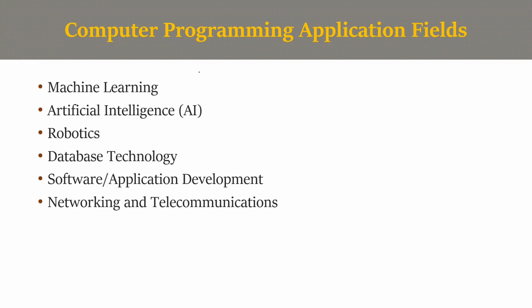The last part we have is the computer programming application fields. In the computer programming application fields, we have machine learning, artificial intelligence, robotics, and database technology. We also have software and application development. And lastly, we have networking and telecommunications. Besides these fields, there are a lot of fields in which computer programming is applied. These are mainly the fields where computer programming is a must.